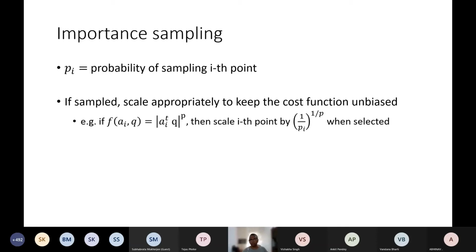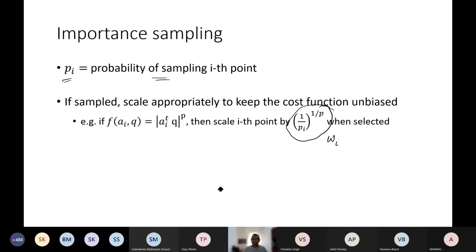What we will do is the following. We will come up with a definition of importance, some way of smartly calculating the importance of every data point. And based on this, let's say Pi is the probability of sampling the ith data point. Okay, and now if the ith data point is being sampled, then I will scale it with this weight.